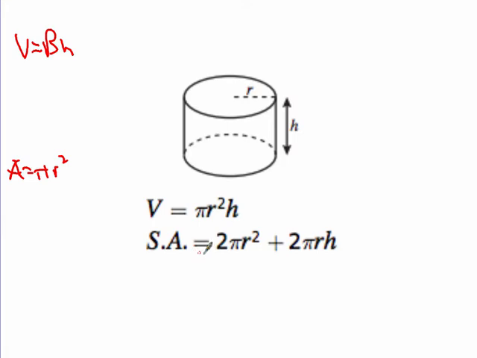Then our surface area is 2 pi r squared, because I have two circular bases, so I'm doing 2 times the area of one circle. That'll give me that part. And then this right here is the area of that rectangle, which is 2 pi r h. And 2 pi r, you should know, is the circumference of the circle. All right, so these are the formulas we use for surface area and volume.